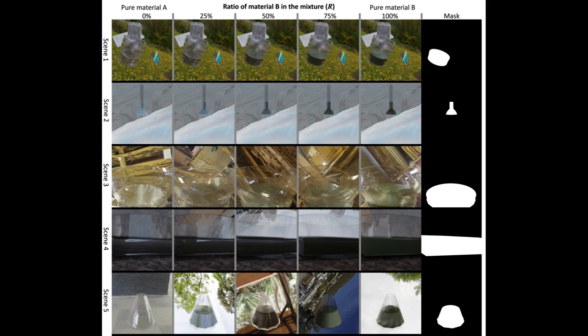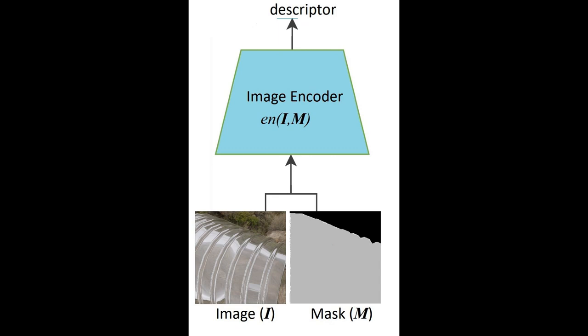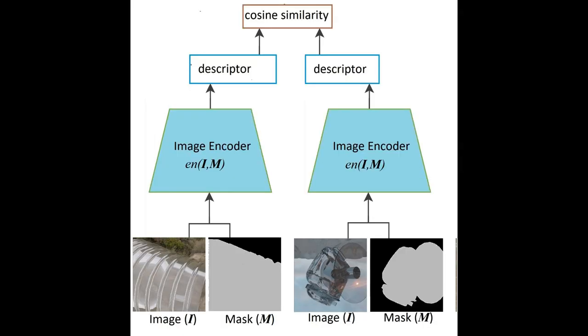Training a net using the dataset can be done using a Siamese net approach similar to methods like CLIP and SimCLR. Basically, we pass the image and the mask of the material region through the net to predict a descriptor vector. The cosine similarity between two such descriptor vectors is the similarity between the materials they represent.